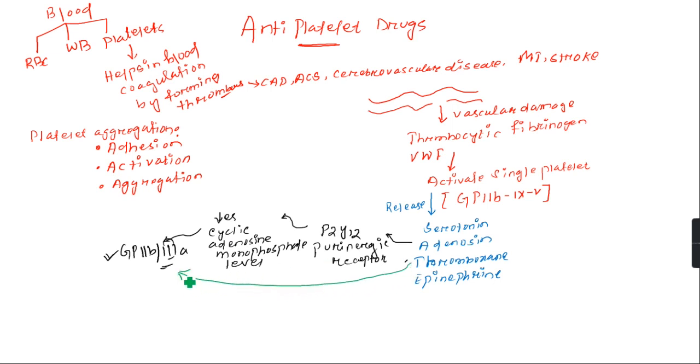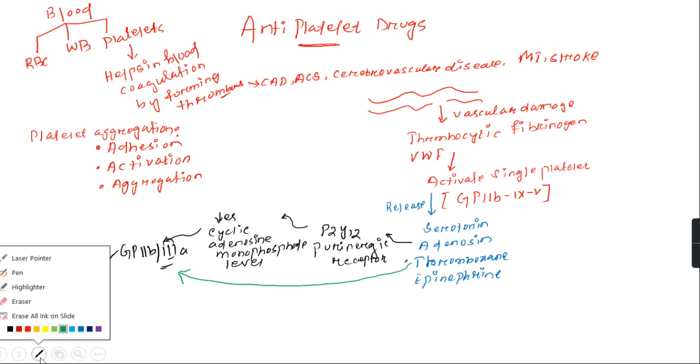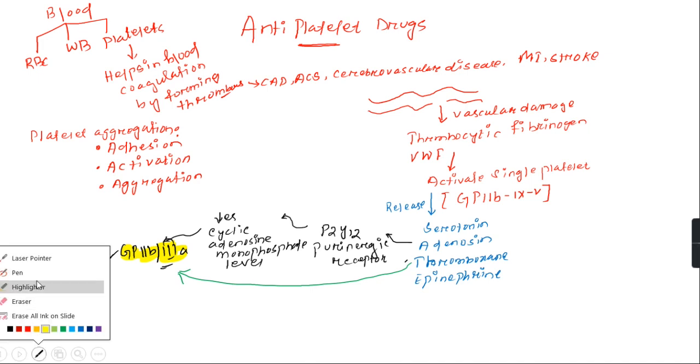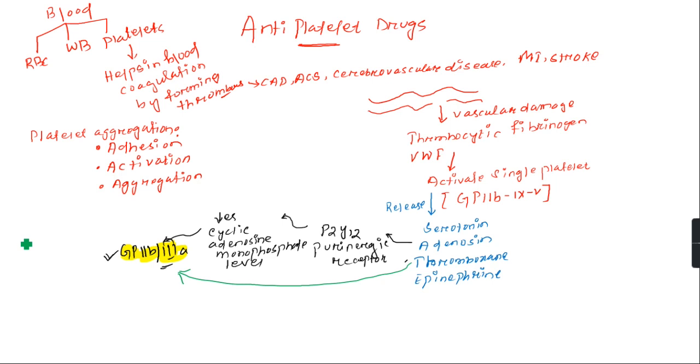Okay. Now the question is, what does this GP2B3A receptor do? Now we will discuss the GP2B3A receptor. This receptor has a specific function: it helps in platelet aggregation. Suppose this is one platelet and this is another platelet. This receptor, GP2B3A, is expressed on the platelet.